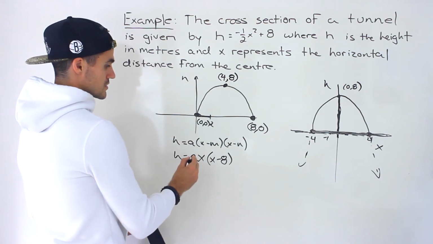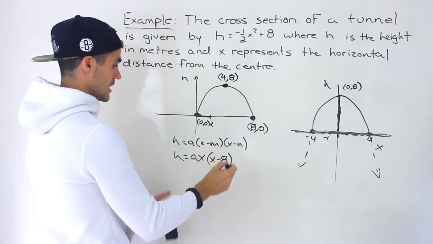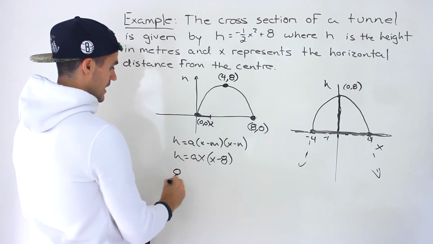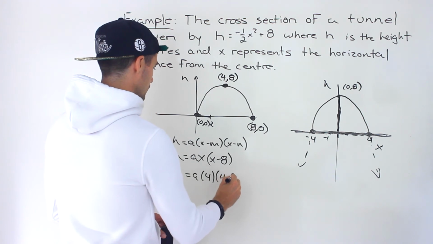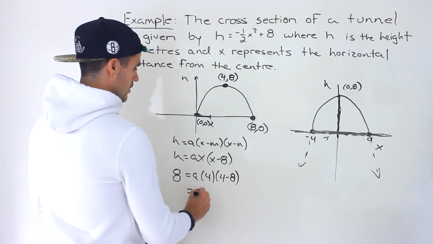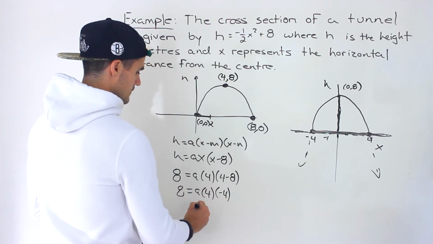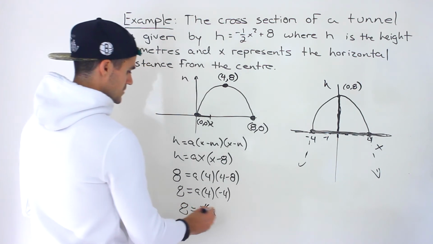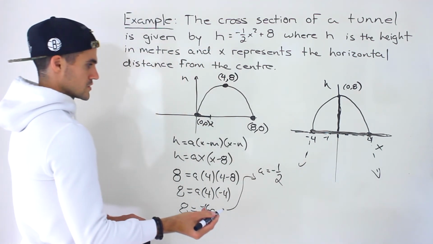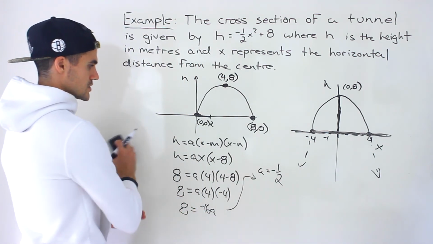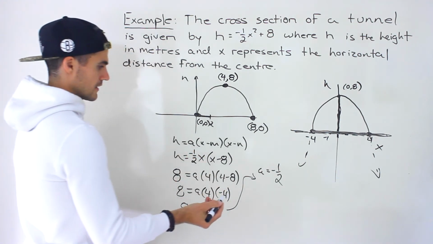And then what we could do to solve for this a value is plug in a point other than the intercepts into this equation. So h is 8, x is 4. To solve for the a value, 4 times negative 4, times 8, this would be negative 16. Divide both sides by negative 16, so the a value is negative 1 over 2. So this here would be negative 1 over 2 like that.